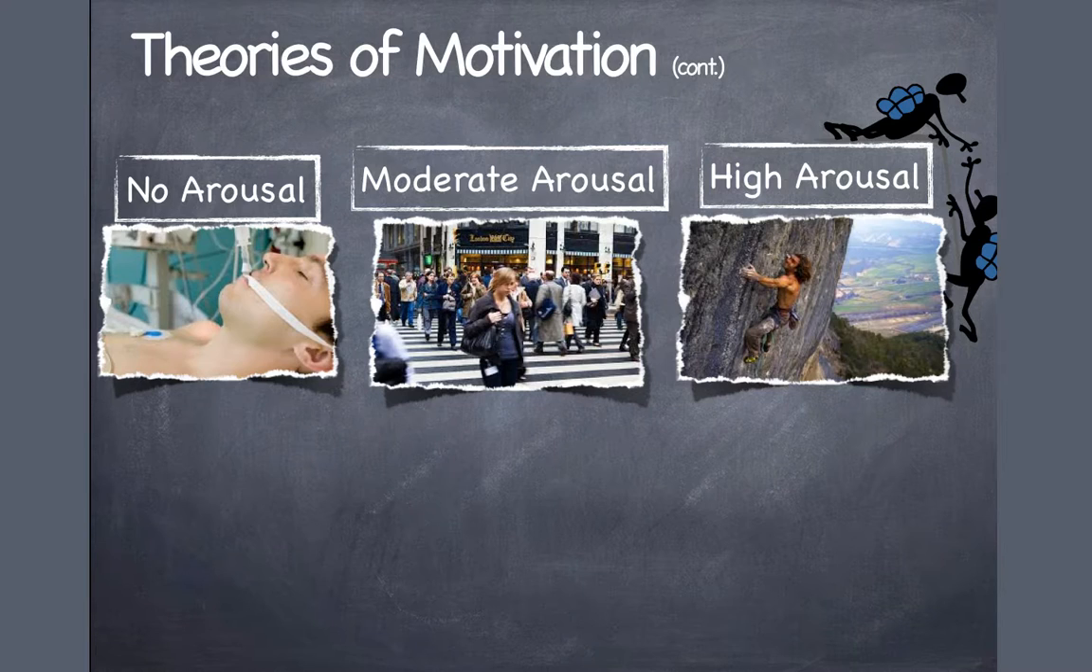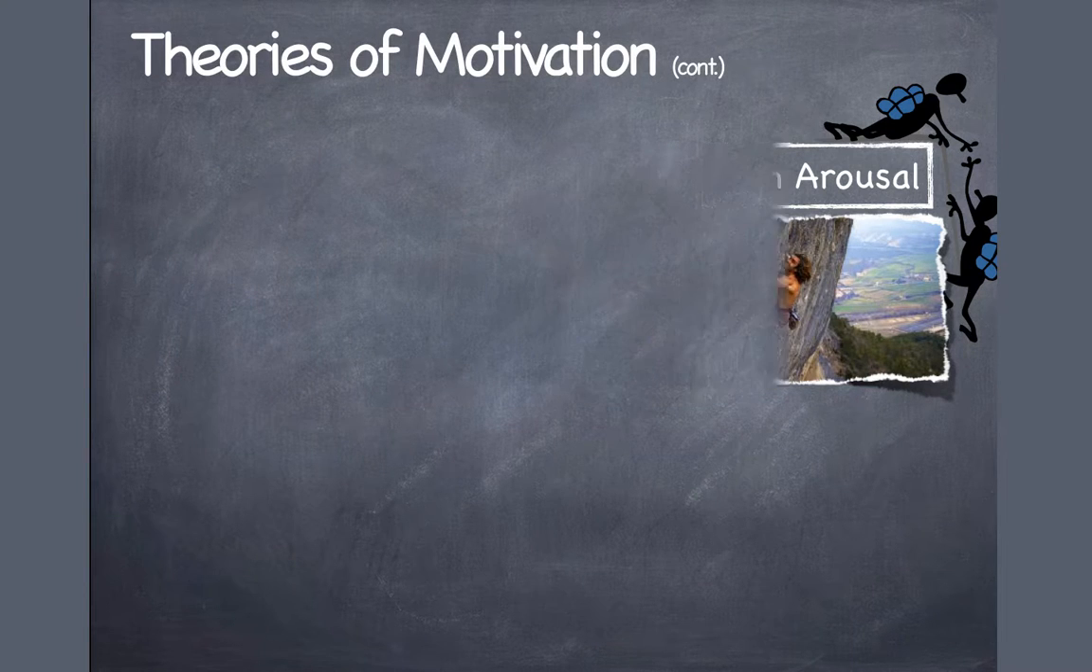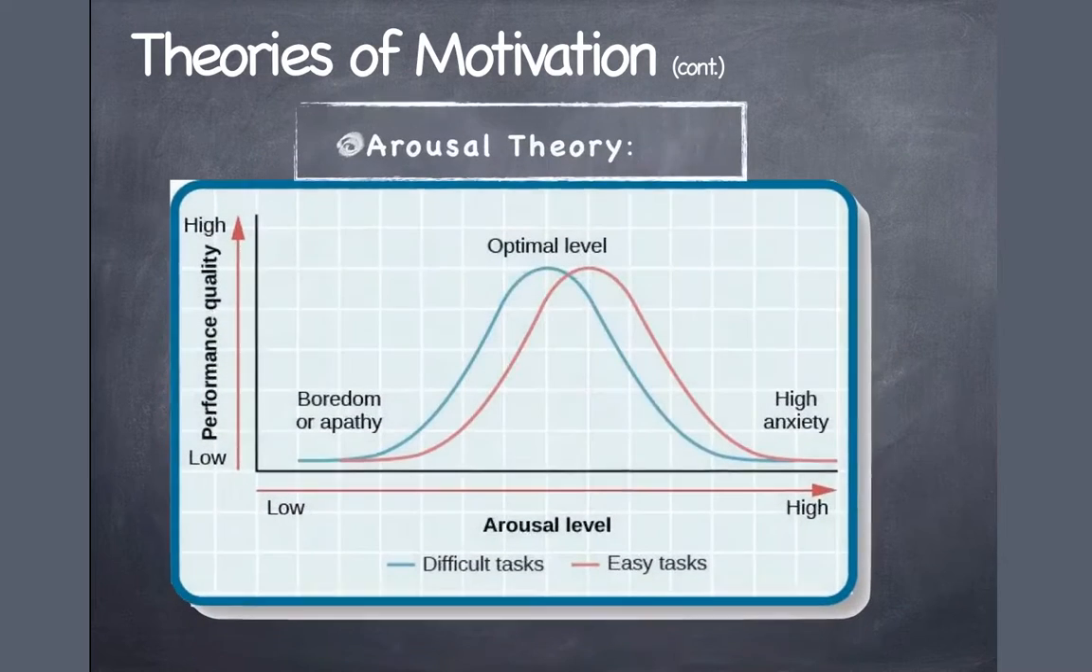Now, arousal theory suggests that the aim of motivation is to maintain an optimal level of arousal. People are motivated to maintain an optimal level of arousal. The optimal level is different for all of us.